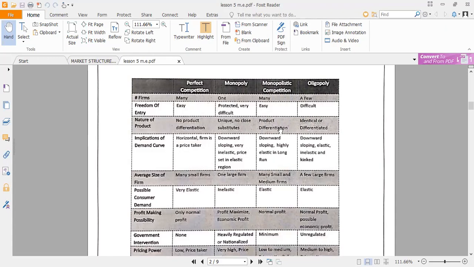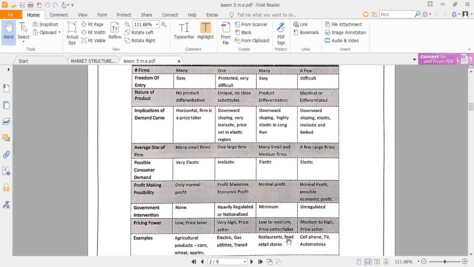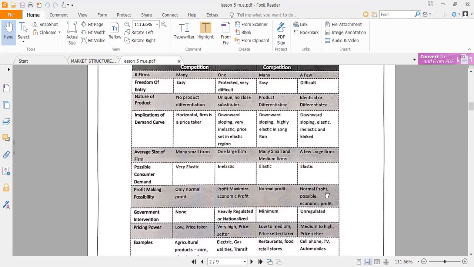And to that effect, firms will have little or some control over the pricing because of the packaging attractiveness of the product. The demand curve is downward sloping and quite elastic. There are many small to medium scale firms. This is where most of the SMEs fall in, and demand is quite elastic. They make normal profit and there's minimum government intervention. They have little to minimum pricing power, and examples like I mentioned are restaurants, food, and retail stores.